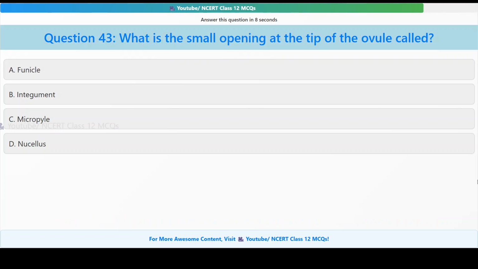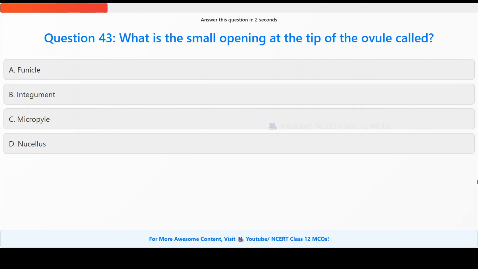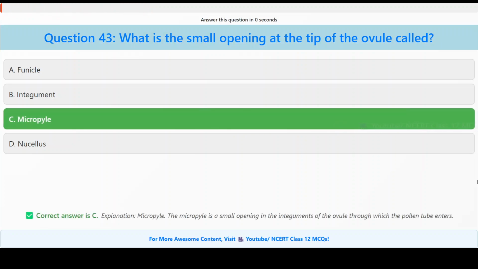Question 43. What is the small opening at the tip of the ovule called? Micropyle. The micropyle is a small opening in the integuments of the ovule through which the pollen tube enters.